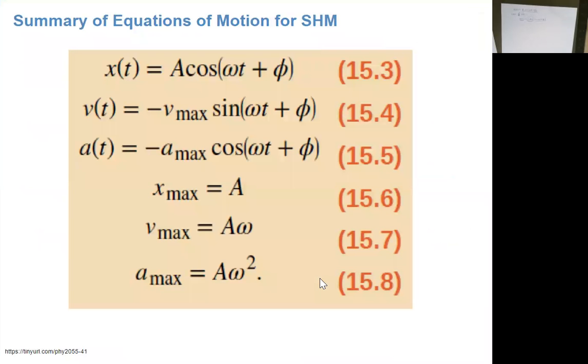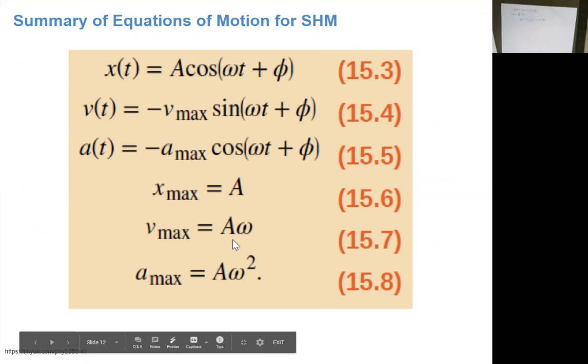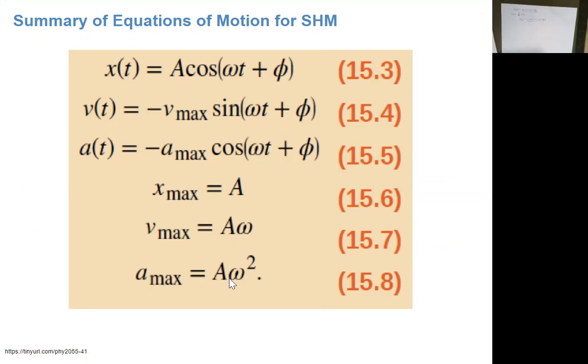All right, so to summarize, position is a function of cosine, then velocity will be a function of sine with a maximum of A times omega. So v max will be A times omega. Position maximum will be the amplitude A, and then acceleration maximum will be A times omega squared. These are called the equations of motion for a simple harmonic motion.